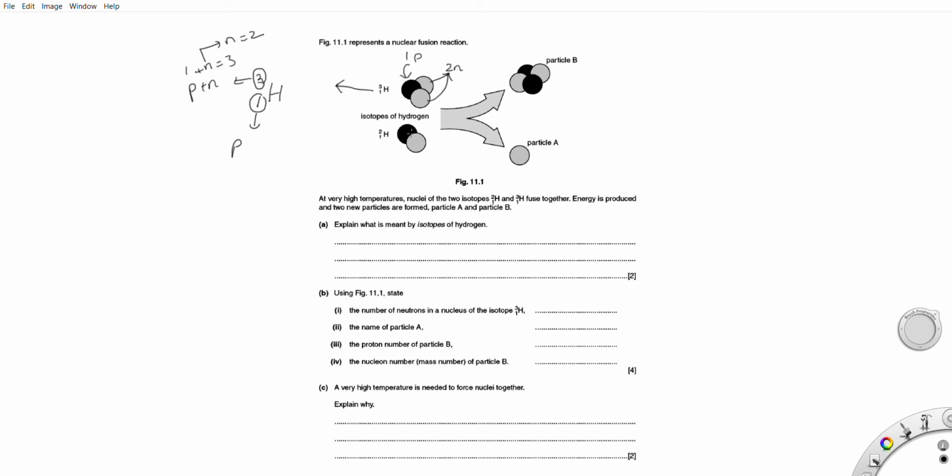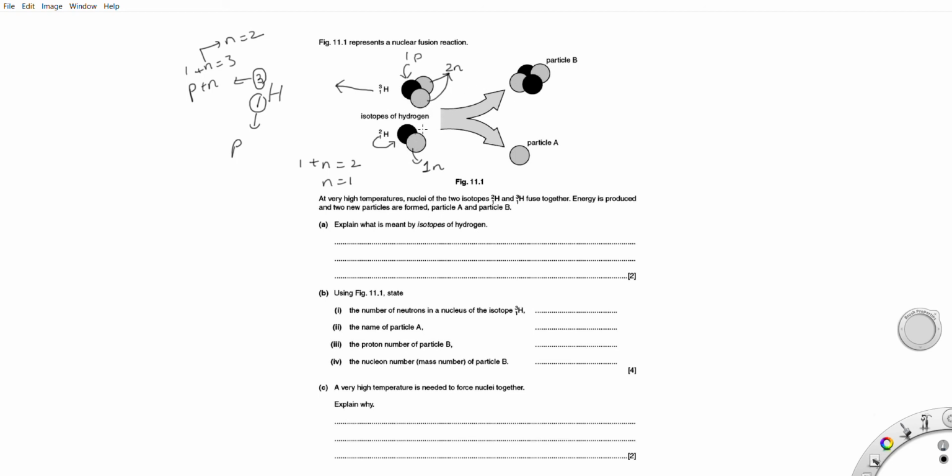Then the other isotope of hydrogen is 1H2. This means I have one proton, and by similar calculation, 1 plus n equals 2, so n would be 1. This represents 1 neutron. So when these two nuclei fuse together, what I am having is particle B.